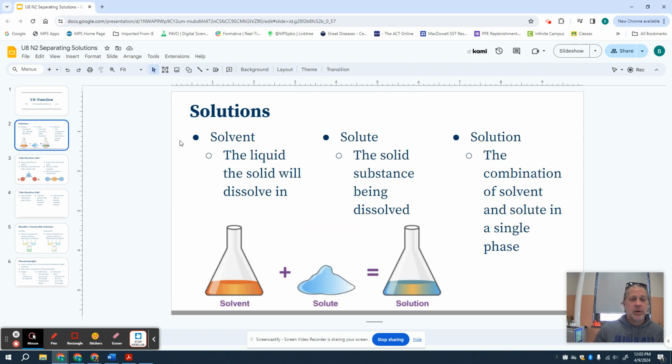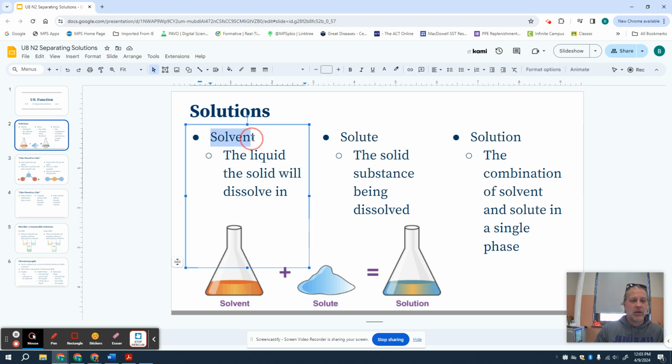So the first thing we need to do is go back in time and review what solutions are. Solutions are essentially two components that combine to make one thing in the single phase. The first component is the solvent. The solvent is the liquid or the thing that does the dissolving. Think water, think oil, think rubbing alcohol, for example. Those types of solutions dissolve stuff.